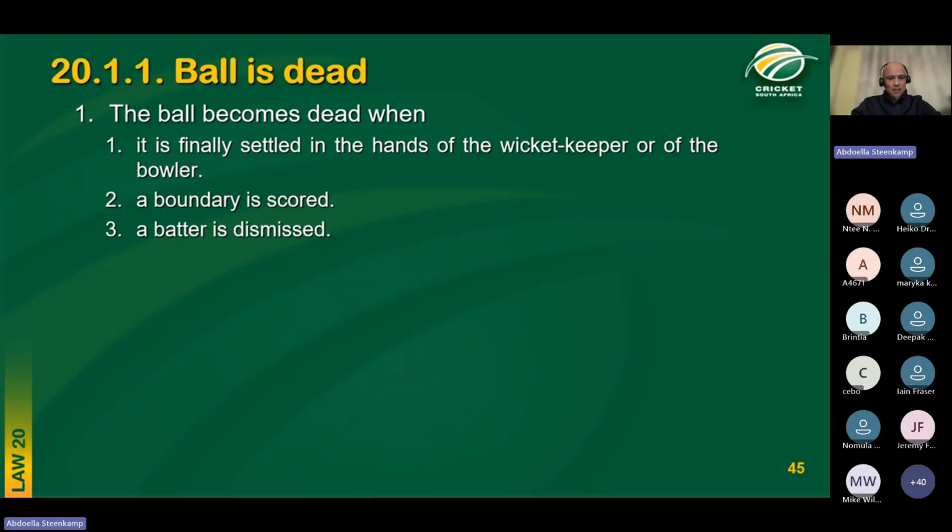When the ball automatically becomes dead, there's also instances where the umpire needs to call and signal dead ball. There are 14 subsections under that. But in our level 1 course, we didn't cover everything. When we get to our level 2 and 3 courses, we're going to go into more detail.